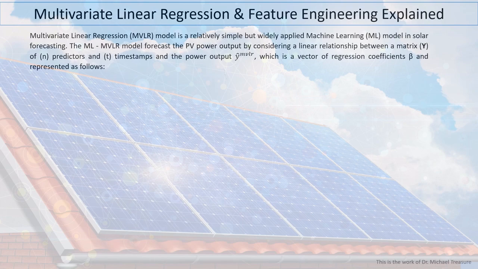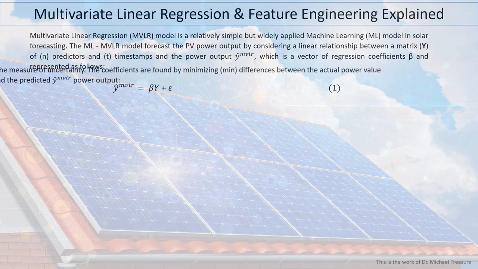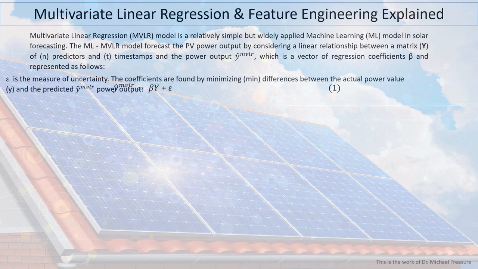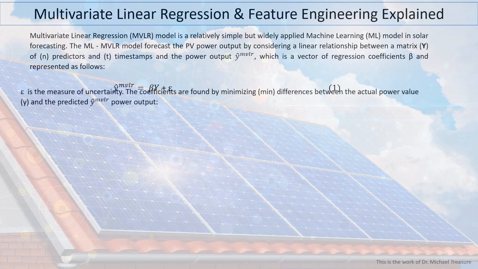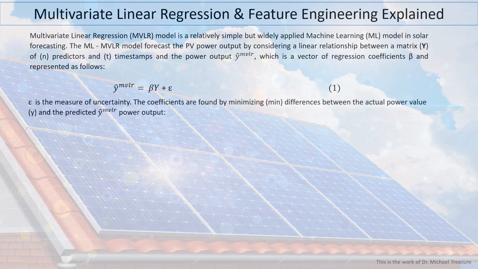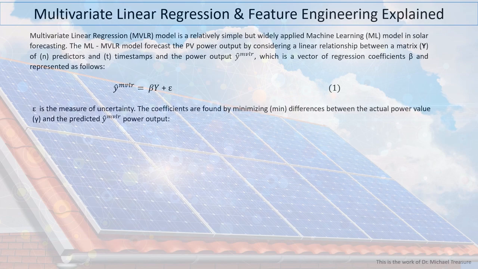Y hat MVLR equals beta times y plus epsilon. In this case, epsilon measures the uncertainty that lies with the regression model. The coefficients are found by minimizing, min, the differences between the actual power value, y, and the predicted y hat MVLR power output. We calculate min, shown in equation 2 as follows. Min equals y minus y hat MVLR.